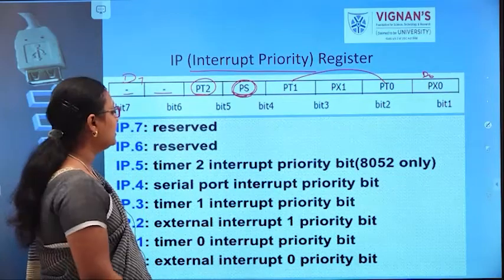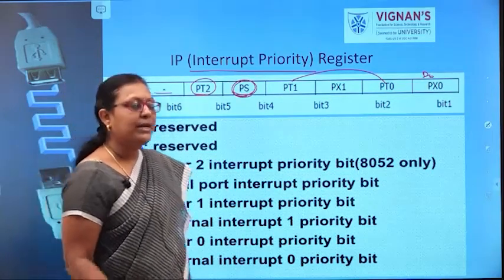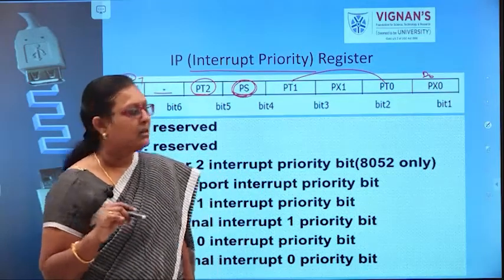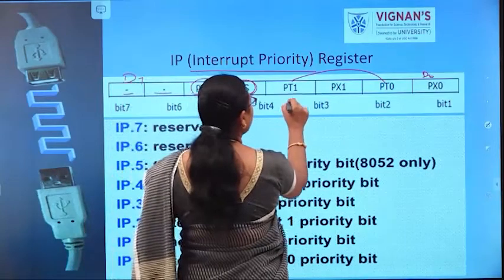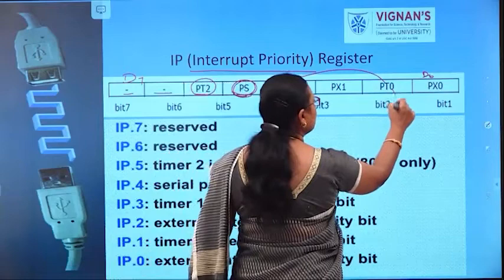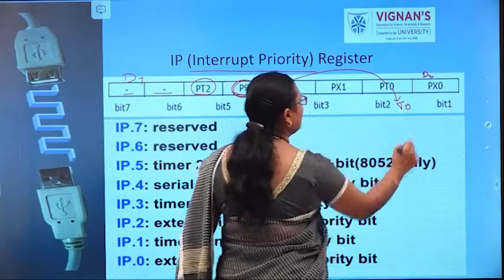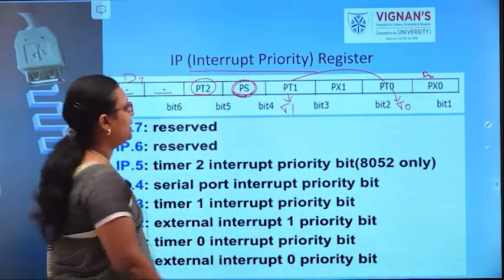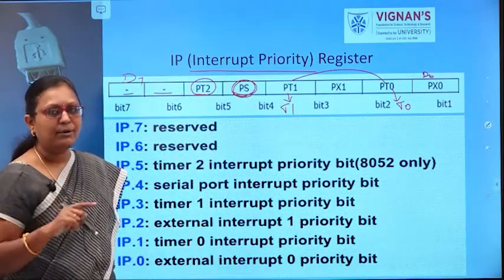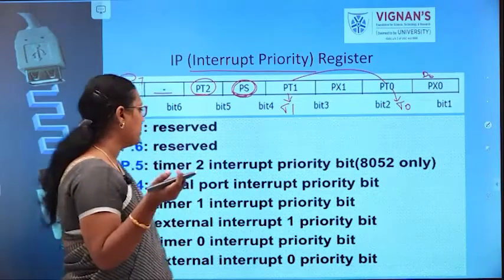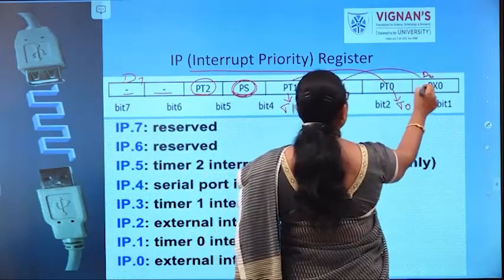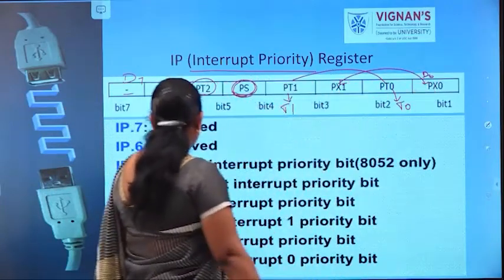PT is nothing but the interrupt priority bit. So each and every timer consists of its own interrupt priority bit. Clear? So PT1 is the interrupt priority bit for timer 1, and PT0 is the interrupt priority bit for timer 0. Okay. Next, coming to PX1 and PX0, we will take these 2 bits.